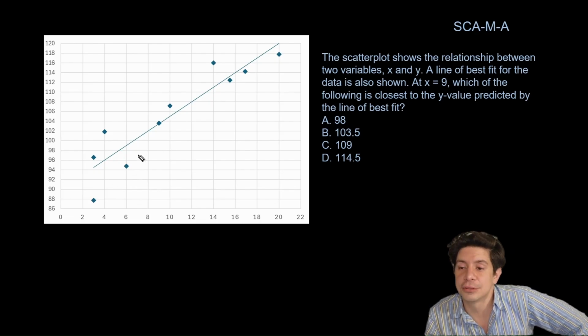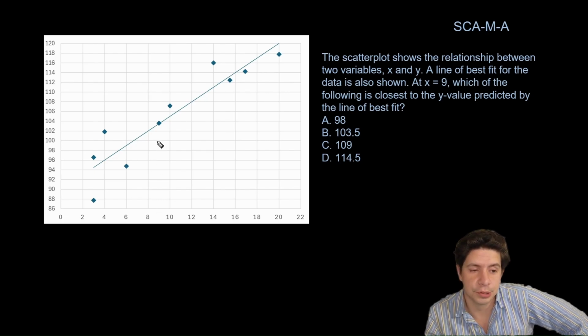The scatterplot shows the relationship between two variables x and y. A line of best fit for the data is also shown. At x equals 9, which of the following is closest to the y value predicted by the line of best fit? So we go to 9, we go here, and we get around 103.5. It'll be B.